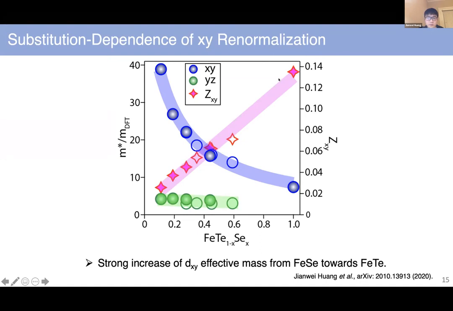And then we plot this quasi-particle coherence factor extracted from this effective mass enhancement. We find that it decreases, and a linear extrapolation tells us this Z extrapolates to around 0 at this iron tellurium end.